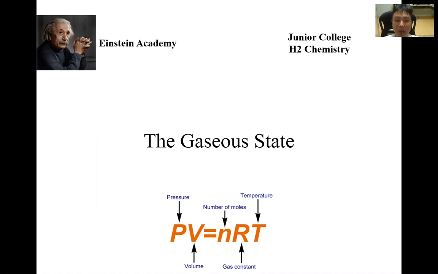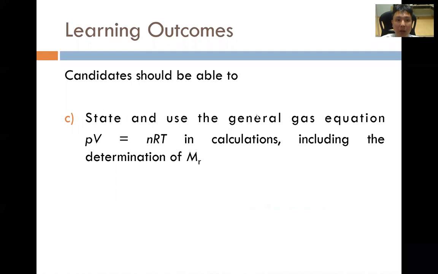In the last video, we looked at the content from Learning Outcome C from the topic of the gaseous state from the JC H2 chemistry syllabus. In this video, we are going to look at some past year A-level questions that test on Learning Outcome C from this topic in the JC H2 chemistry syllabus. As a recap, for Learning Outcome C, candidates should be able to state and use the general gas equation PV equals nRT in calculations, including the determination of Mr.